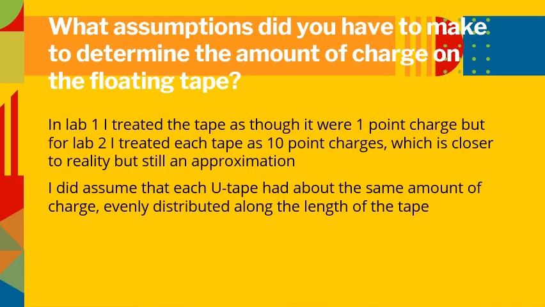What assumptions did you have to make to determine the amount of charge on the floating tape? In Lab 1, I treated the tape as though it were 1 point charge, but for Lab 2, I treated each tape as 10 point charges, which is closer to reality but still ultimately an approximation. I did assume that each tape had about the same amount of charge, evenly distributed along the length of the tape.